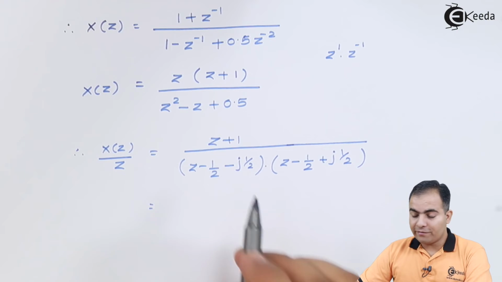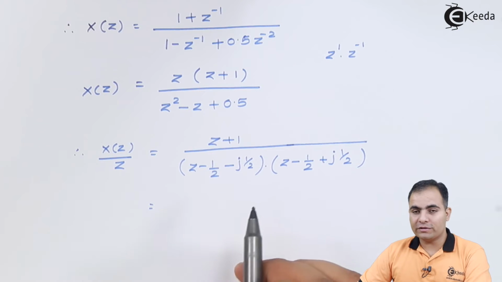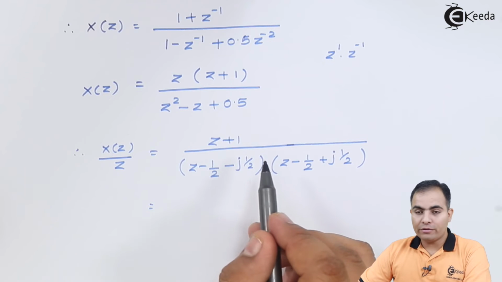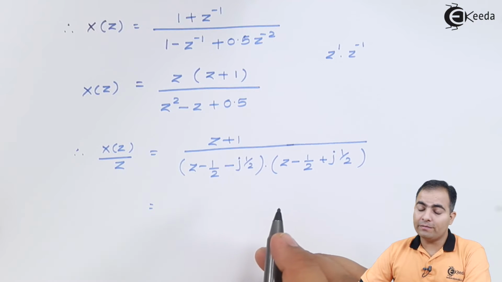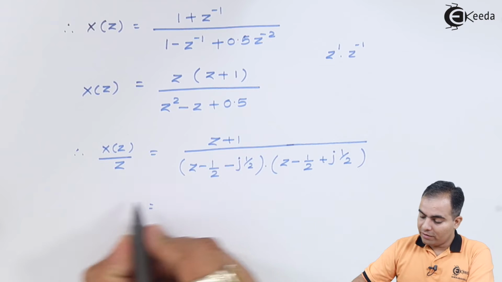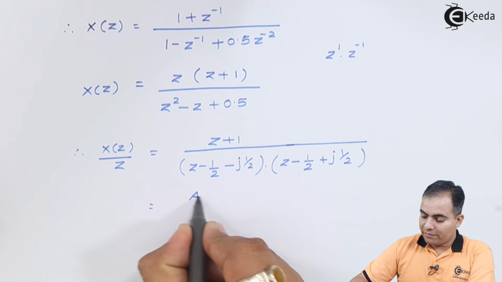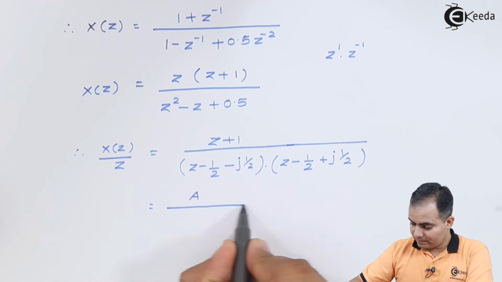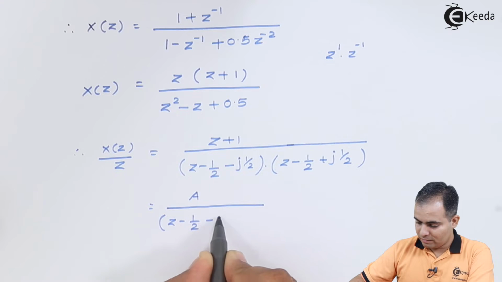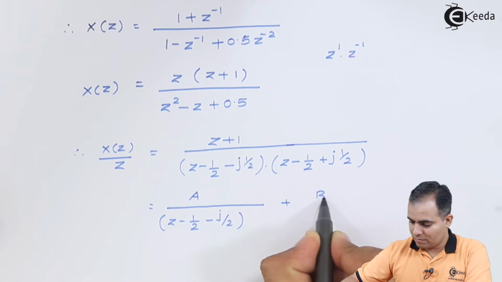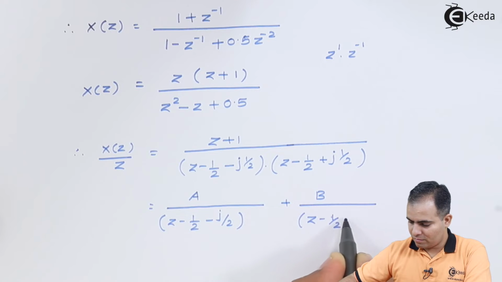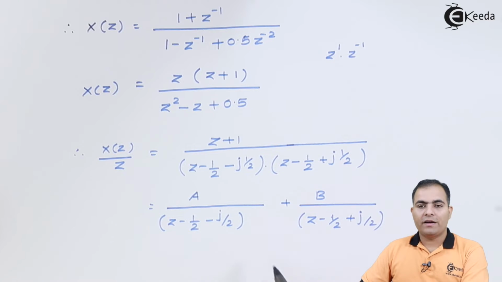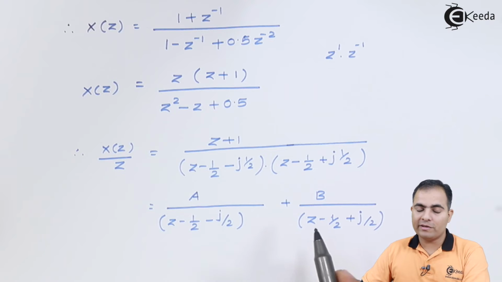Now if we have two poles, then of course we will use two constants, that is A and B, because we are going to solve the inverse z transform of this function using the partial fraction method. So let's say my first constant is A, and the denominator of B I'll write z minus half plus j by 2.